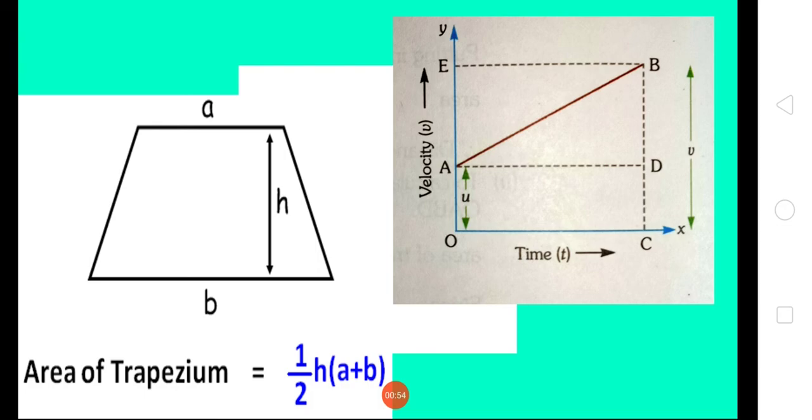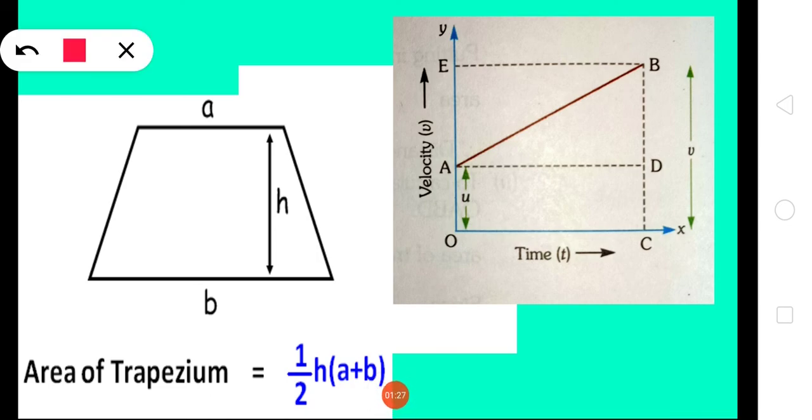So coming to our old figure here, through which we are going to derive the third equation. If you see here, we also have a trapezium here, O, A, B and C. If you see this figure, the parallel sides of this trapezium are OA and BC, and the distance between these parallel sides is AD. So remember this.